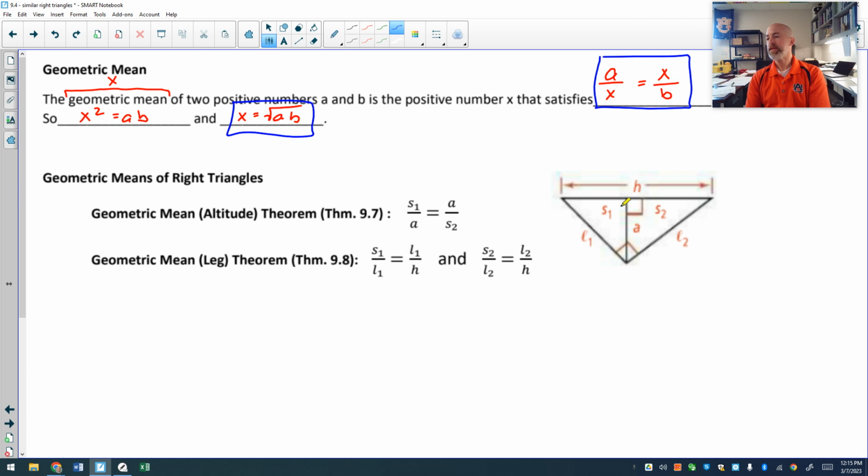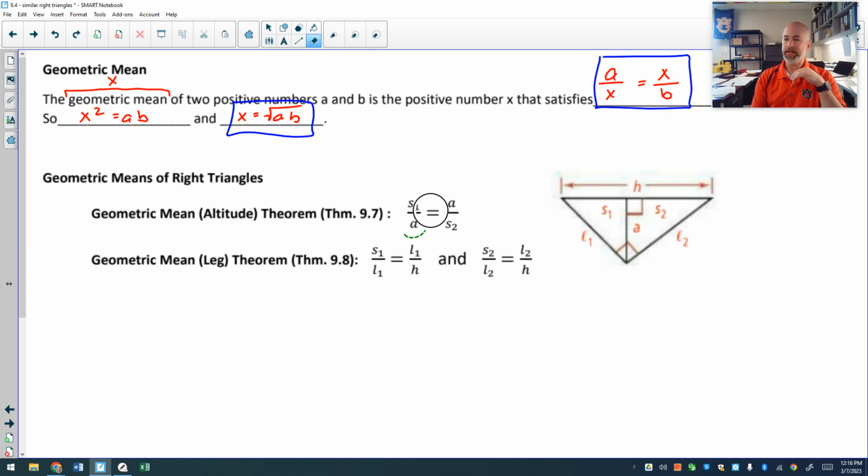And so one of them, the altitude A, I'm going to just circle it. So we have the altitude A. The altitude is the geometric mean of the 2 pieces of the hypotenuse. So S1 is this piece right here. S2 is this piece right here. A is the geometric mean of those. And so you would set that up if you want to solve for that altitude and you happen to have those 2 pieces. It's S1 over A equals A over S2, and then you can cross multiply and solve.